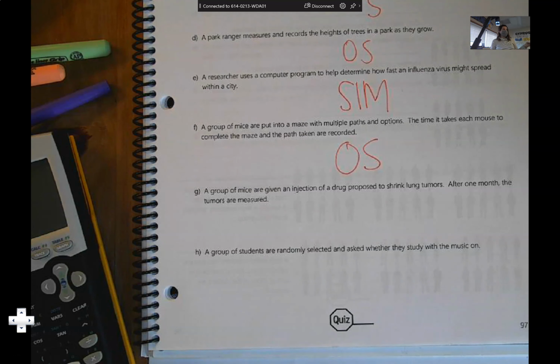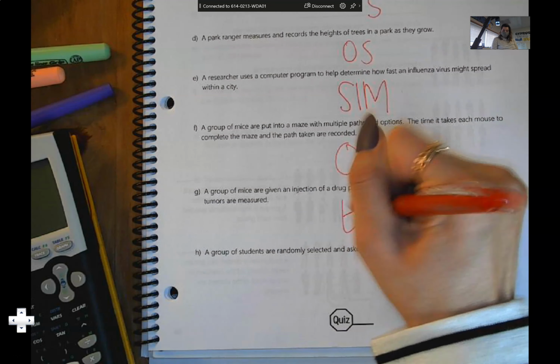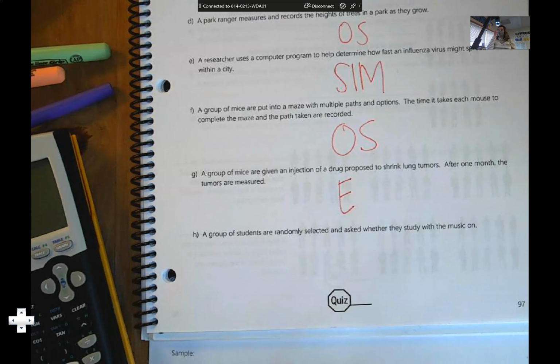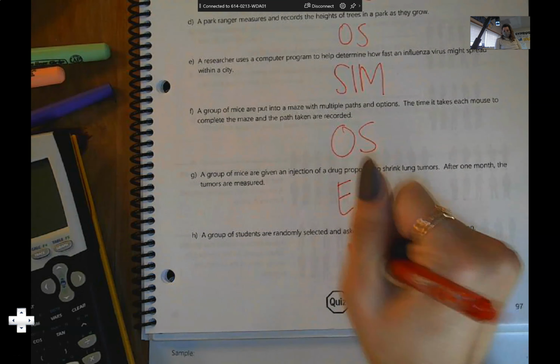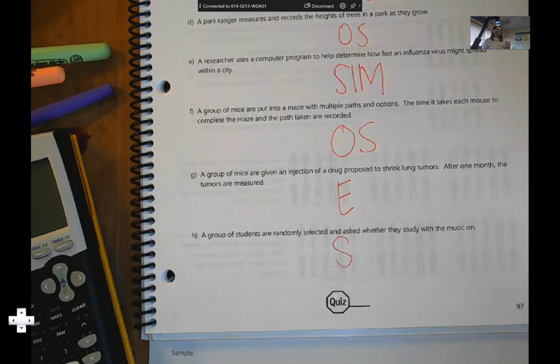Carly? A group of mice are given an oh, okay. That's an experiment. Now we're messing with the mice. We're going to inject them. And lastly, a group of students are randomly selected and asked whether they study with music on. Survey. Survey says.